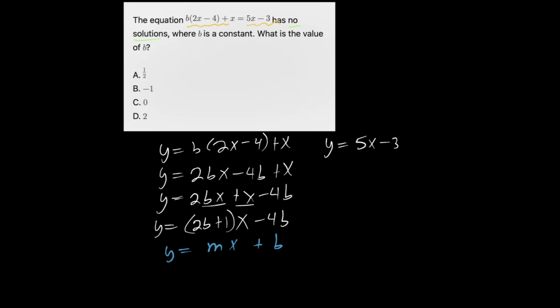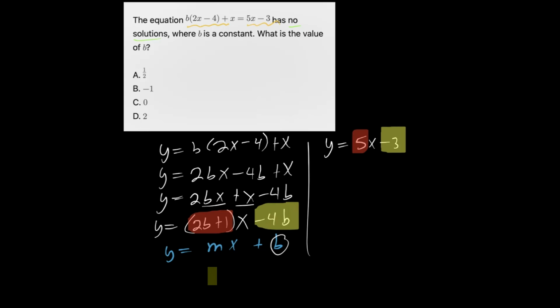And it's a little extra confusing because we have the letter b, but there's also the b that's the y-intercept. So two b's here that mean two different things. And the other one's nice and easy. y is 5x minus 3. So our two slopes are 5 and 2b plus 1. And our two y-intercepts are -3 and -4b.